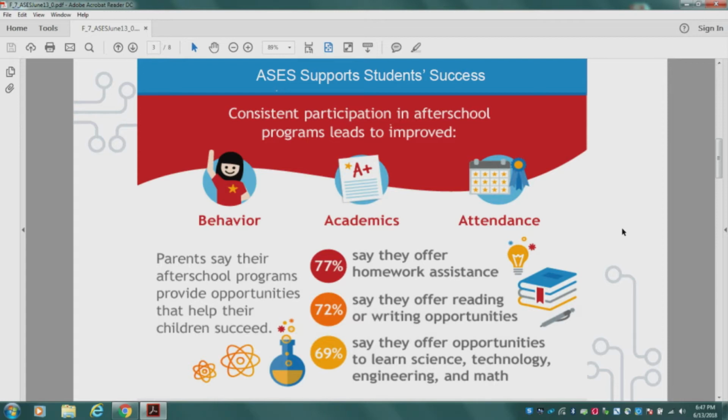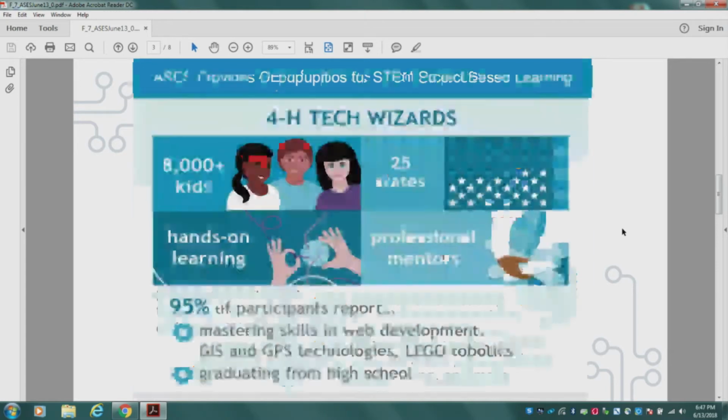And then attendance is interesting because when an after-school program is engaging and interesting, students know they can't attend it if they miss that school day, and actual attendance during the regular school day will improve when the after-school program is engaging.